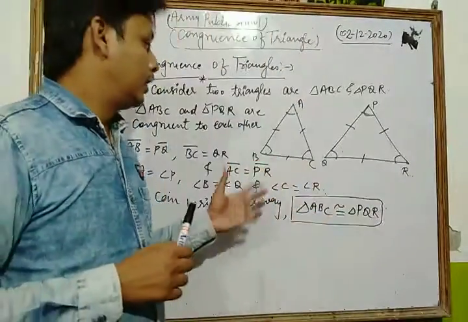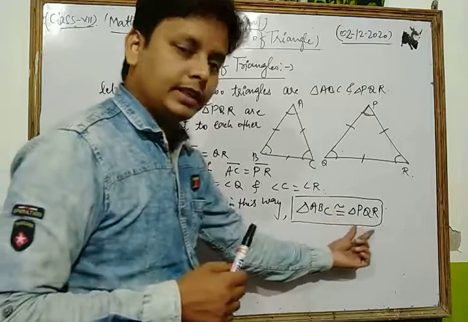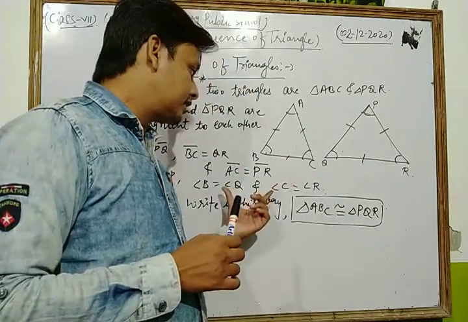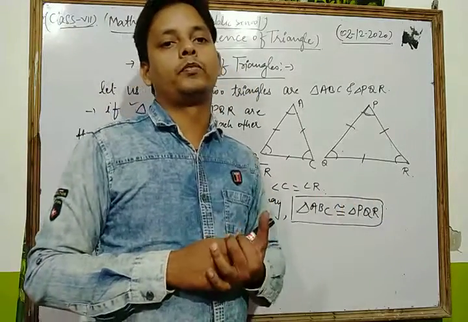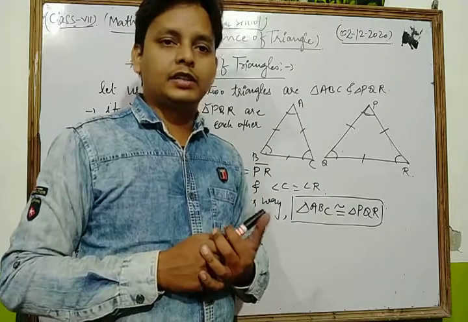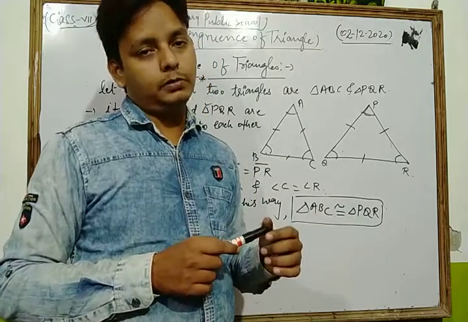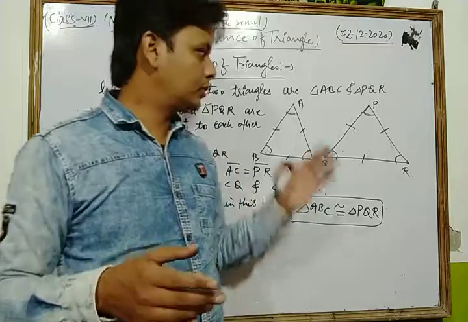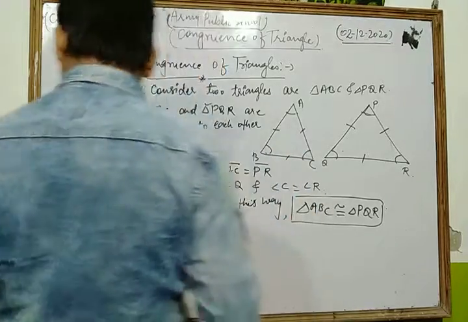So if two triangles are congruent to each other, it means that their corresponding sides are equal as well as their corresponding angles are also equal. Now we take and solve some important questions of your NCERT exercise based on congruency. Let's see.